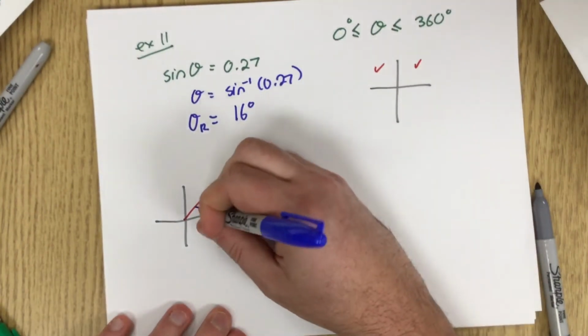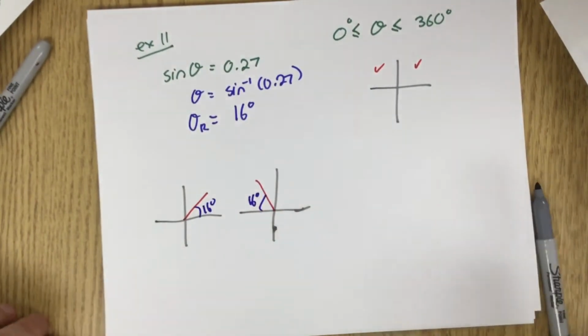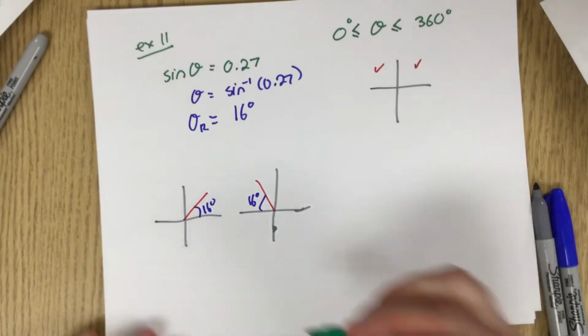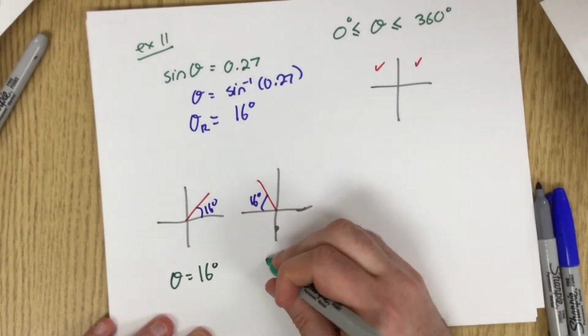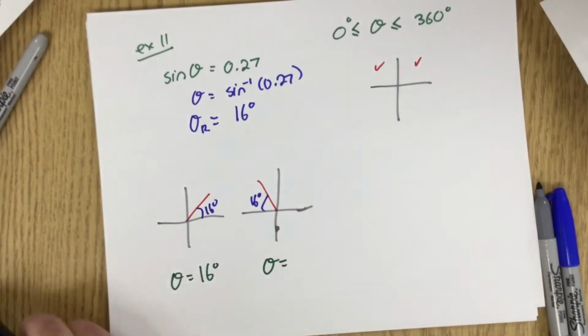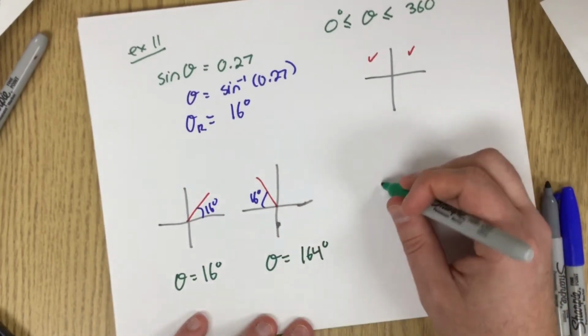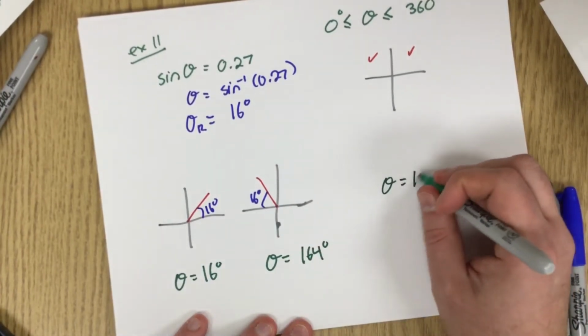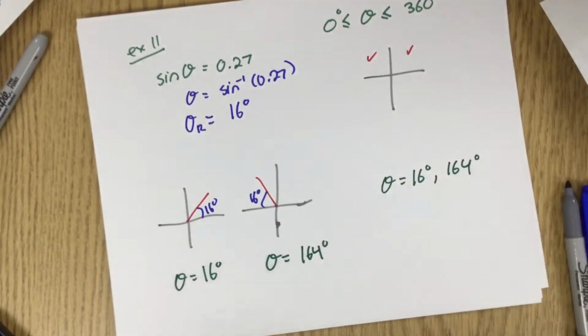And that's going to be 16 degrees, 16 degrees. This one's going to be 180 minus 16, which is 164. And so the two answers are going to be 16 degrees and 164 degrees.